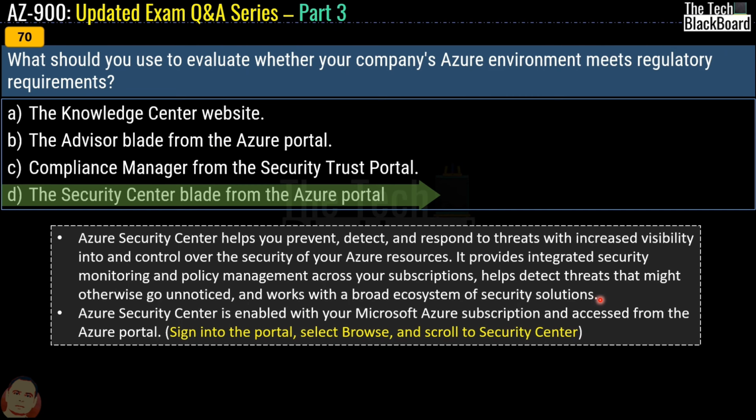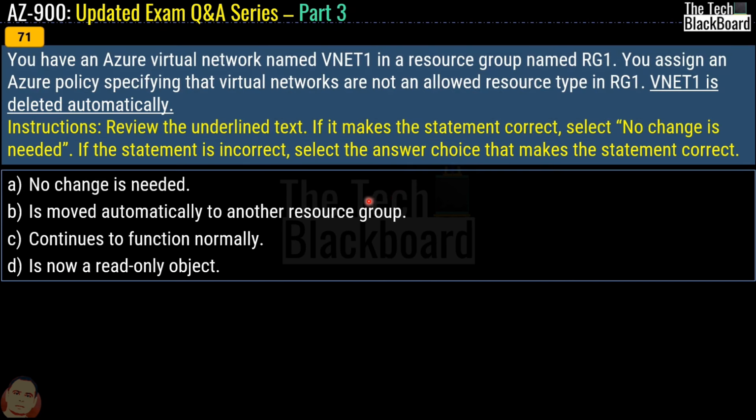In order to access Security Center, you have to sign in to the Azure Portal, then browse the services, and then look for Security Center. And that's how you access the Security Center Blade from the Azure Portal. Now let's move to question number 71.